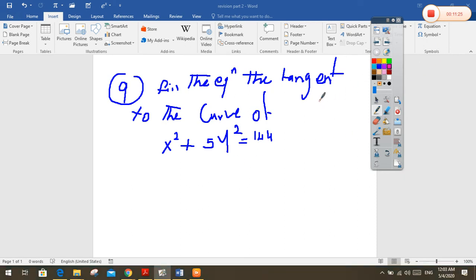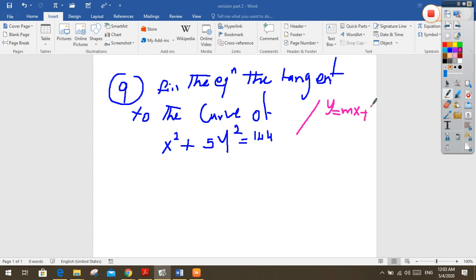Remember the equation of any line: y equals mx plus b. So I need the slope of the tangent, m, which means dy by dx. How do we get dy by dx? We need to find the derivative of this implicit function. This is called an implicit function. So in this case, how do we find the derivative of an implicit function?